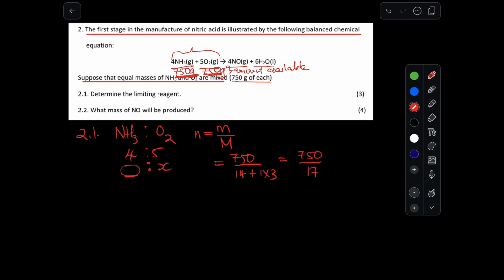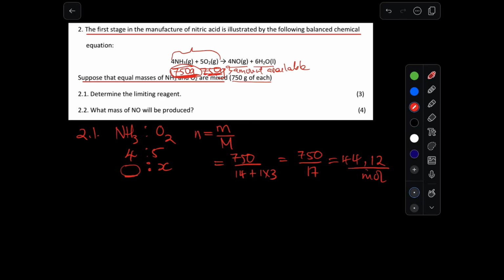750 divided by 17 will be 44.12 mole. So this is the amount available. So when we converted this 750, it will be what?